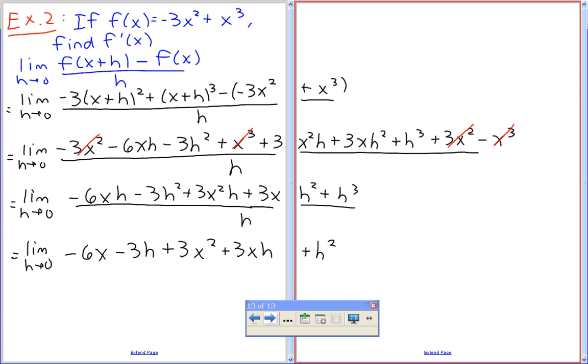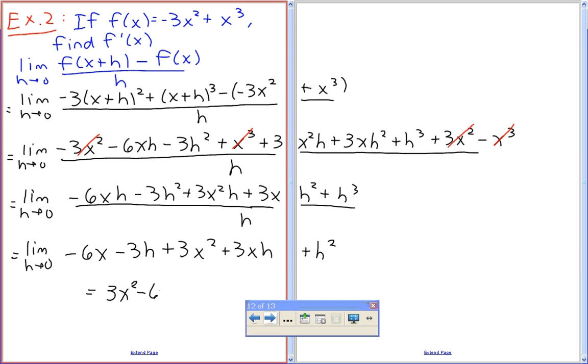So what does this turn into then? There we go. Anything with an h goes away. So even though there's an x and an h here, that still goes away.